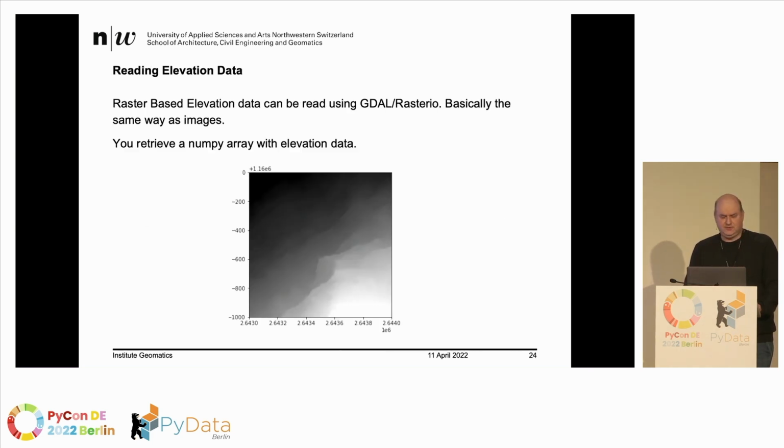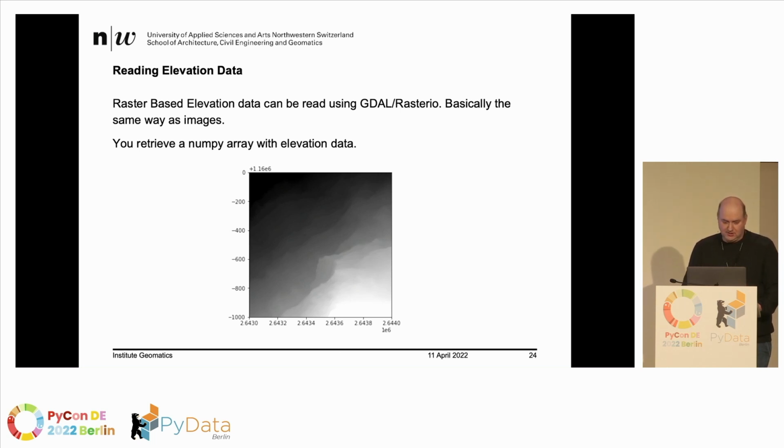Actually, it's wrong. It's 50 centimeter, but it doesn't matter. So reading elevation data, we do it the same way like we did with the RGB datasets. So I read the elevation data just with one band, and then we can access it using this NumPy array and have the elevation value of every pixel.